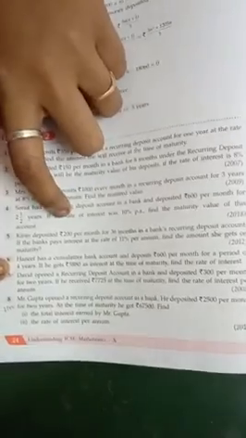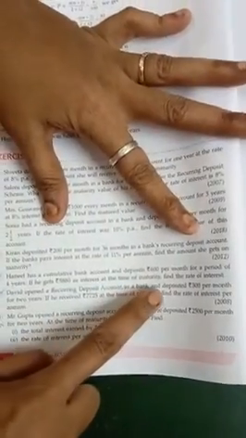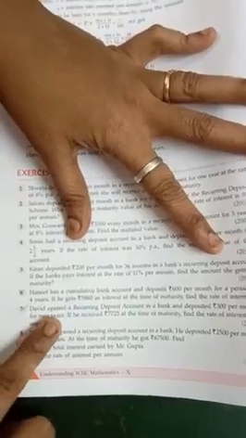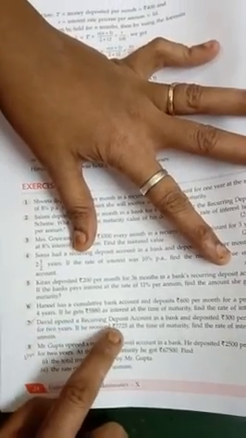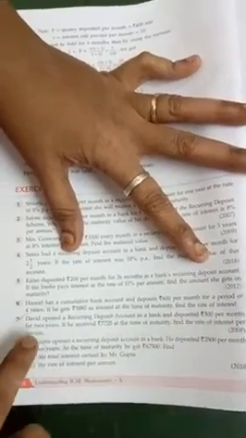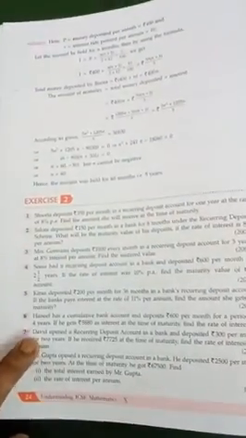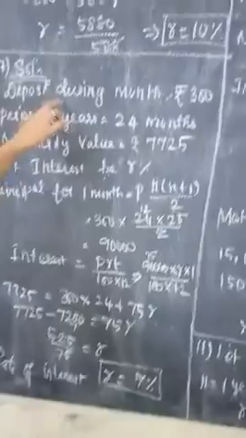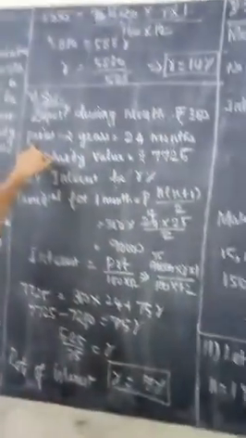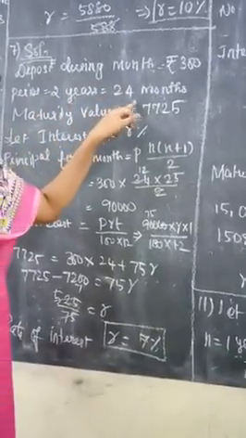Listen. Note the questions down, or just refer to the book. Listen to the 7th question. David opened a recurring deposit account in a bank and deposited rupees 300 per month for 2 years. If he received 7,725 at the time of maturity, find the rate of interest per annum. So in this question, what is given? Deposit per month 300. How many years? 2 years. So 2 years is 24 months.